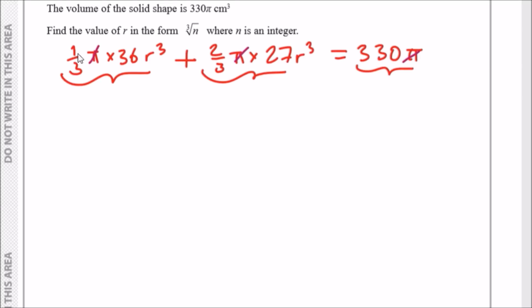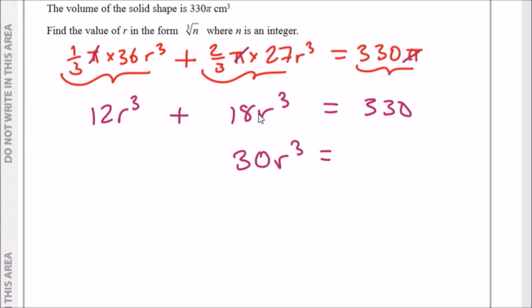Now, I will tidy this up. 1/3 of 36 is 12, so this is 12r cubed. Over here, 2/3 of 27, I can't be bothered to work this out, this should give us 18 in the calculator, so 18r cubed must equal 330. Now the math is easy. 12r cubed plus 18r cubed will give us 30r cubed equals 330. Divide by 30, I love the fact we have a calculator. 330 divided by 30 should give us 11 in your calculator.